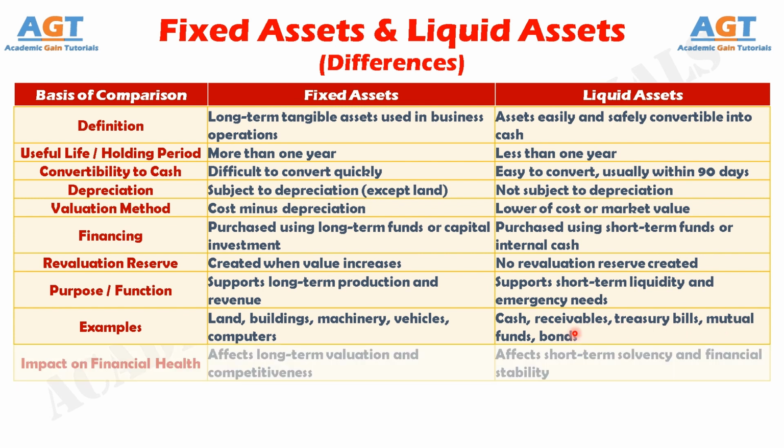And difference number 10. Fixed assets affect long-term company valuation and competitiveness, whereas liquid assets affect short-term solvency and financial stability. So, these are the differences between fixed assets and liquid assets.